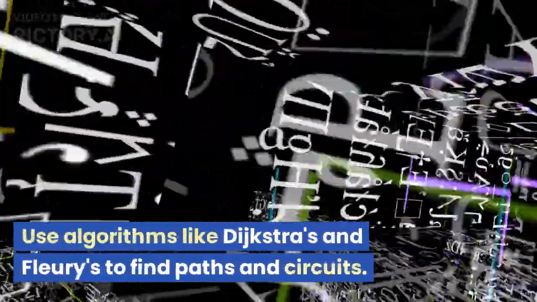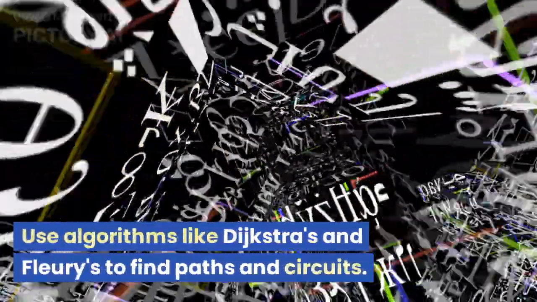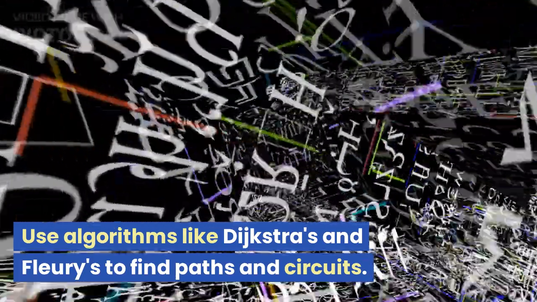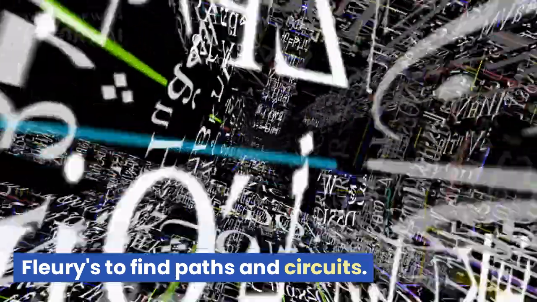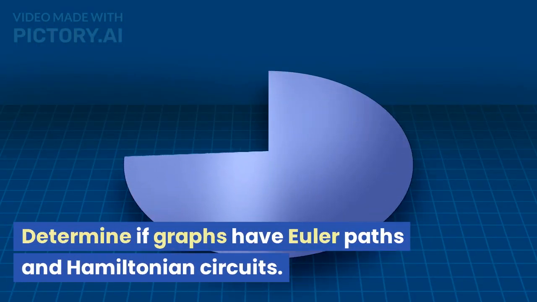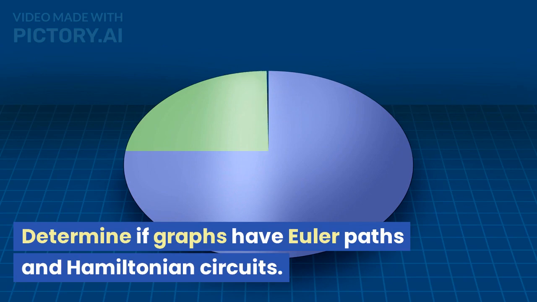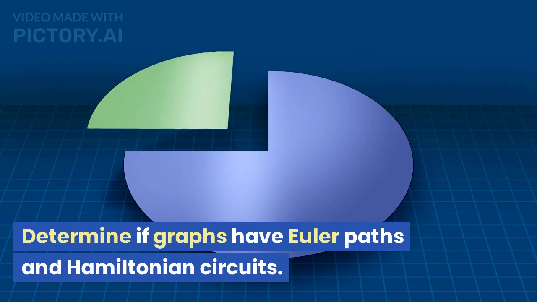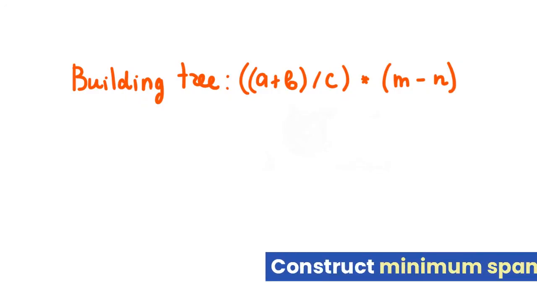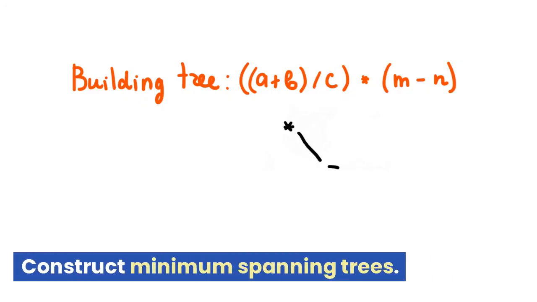Use algorithms like Dijkstra's and Fourier's to find paths in circuits. Determine if graphs have Euler paths in Hamiltonian circuits. Construct minimum spanning trees.